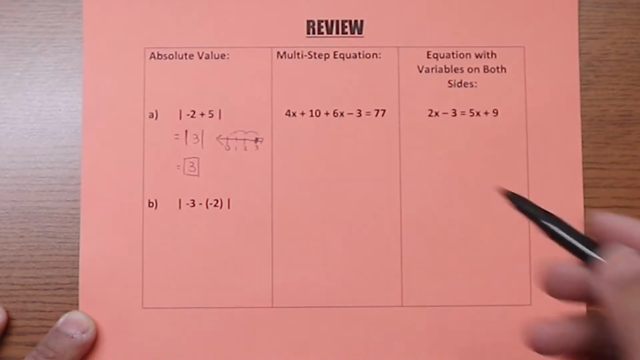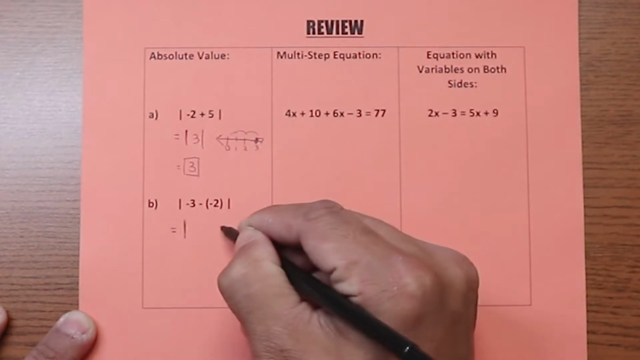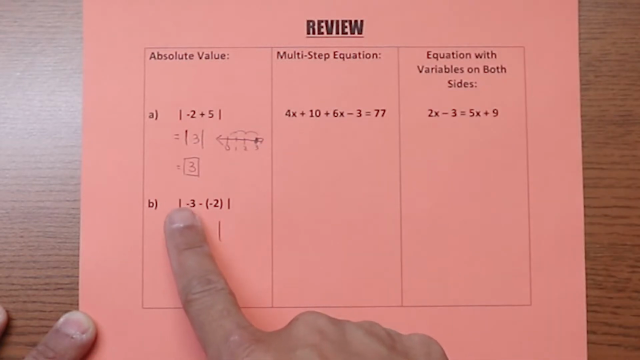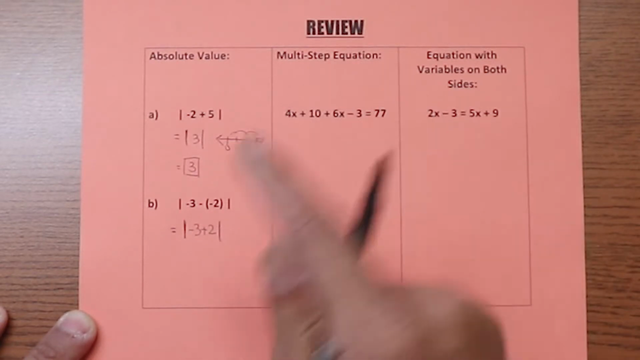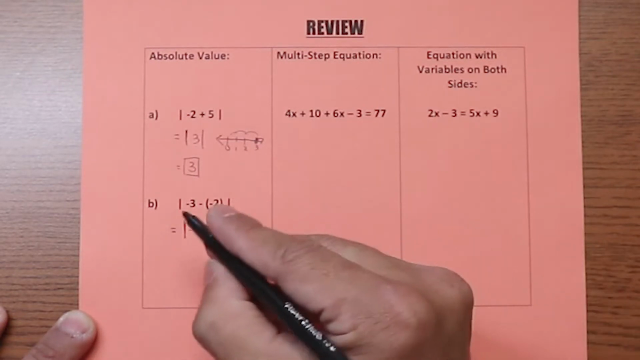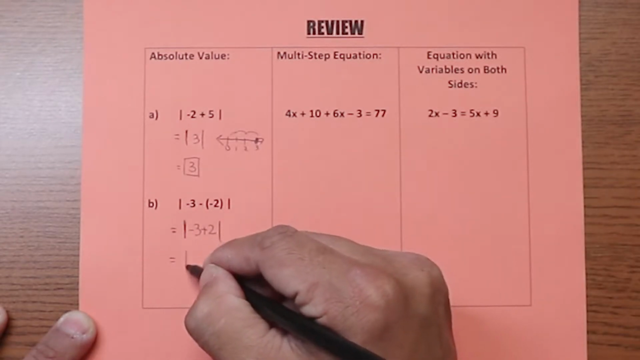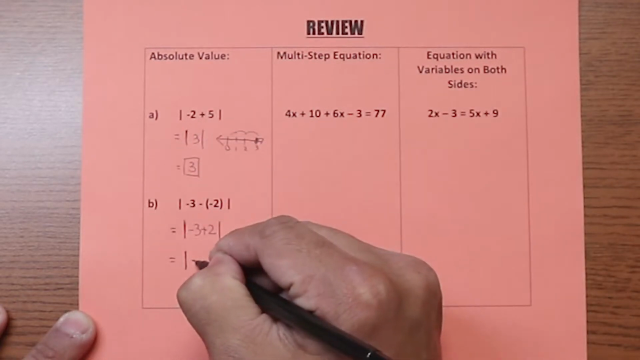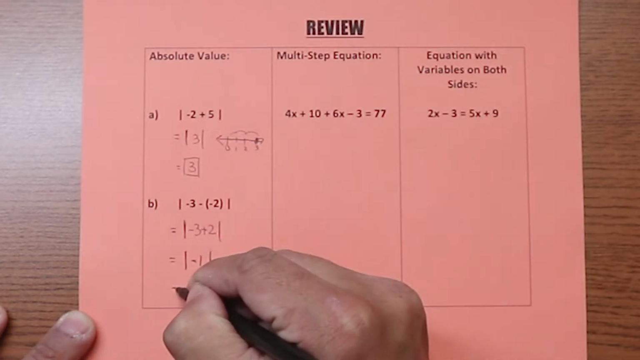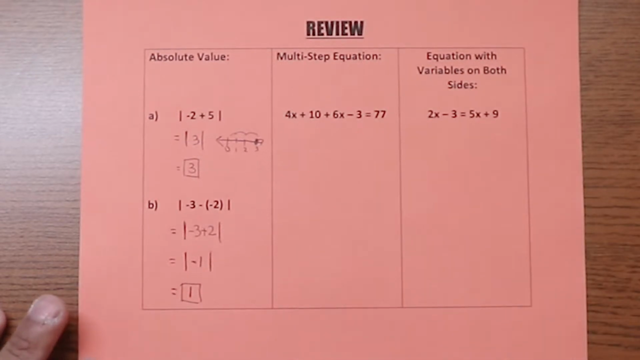So same thing, we're going to use order of operations to simplify the inside. So we're going to leave the absolute value sign like this. Well, -3 minus -2, that's the same as -3 plus 2, because two negatives becomes a positive. Then from there, you're going to find what's -3 plus 2. So again, I'm going to keep the absolute value sign. -3 plus 2 is just -1. And the absolute value of -1 just becomes +1. And then that's the review on the absolute value.